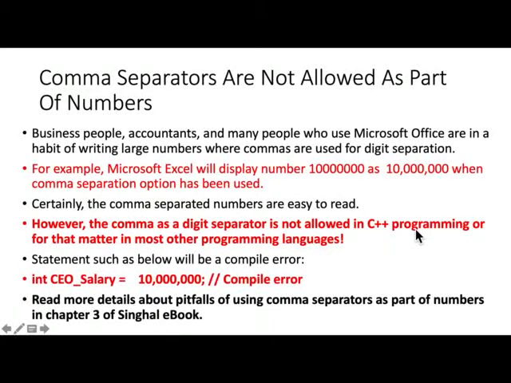In fact, for that matter, it's not allowed in any programming language. A statement such as int salary equals 10 million with comma separators is a compile error. Read more details about pitfalls of using comma separators as part of numbers in chapter 3 of the ebook.